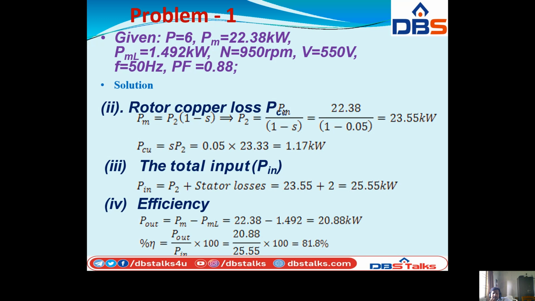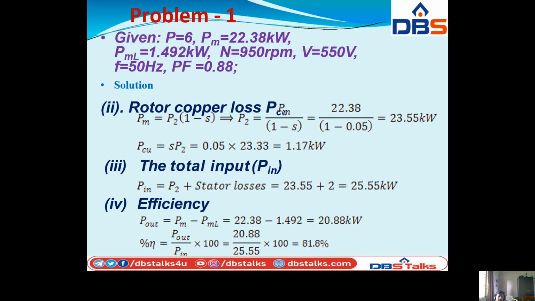Second one, rotor copper losses. We know that mechanical power is equal to P2 into 1 minus S. So P2 is equal to PM by 1 minus S, that is 22.38 by 1 minus 0.05. Therefore, copper loss is equal to slip times the rotor input. So 0.05 into 23.3 is equal to 1.17 kilowatt.